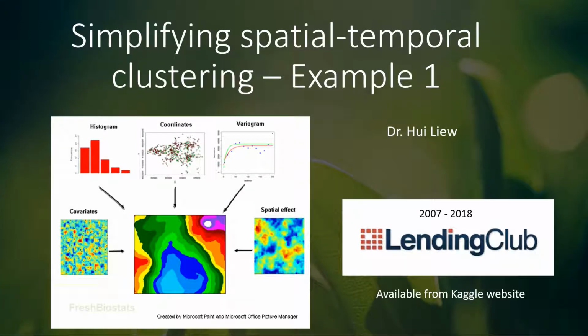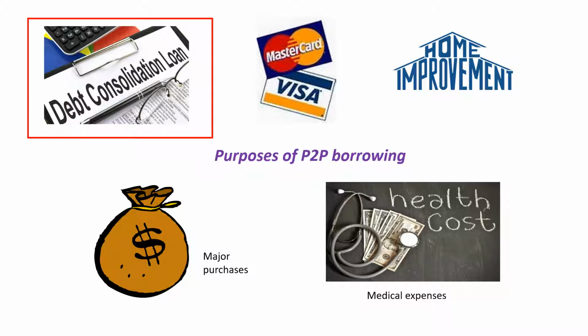In this example, I'm going to simplify spatial-temporal clustering using the 2007 to 2018 dataset from the Lending Club. As you can see, this dataset is available and can be downloaded from the Kaggle website. After you download the dataset, it's a very huge dataset, with about 1 million to 2 million cases or loans.